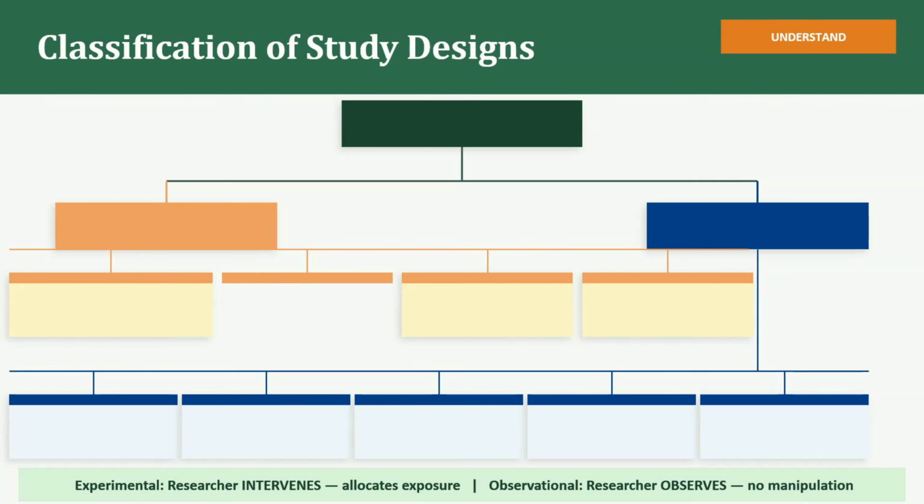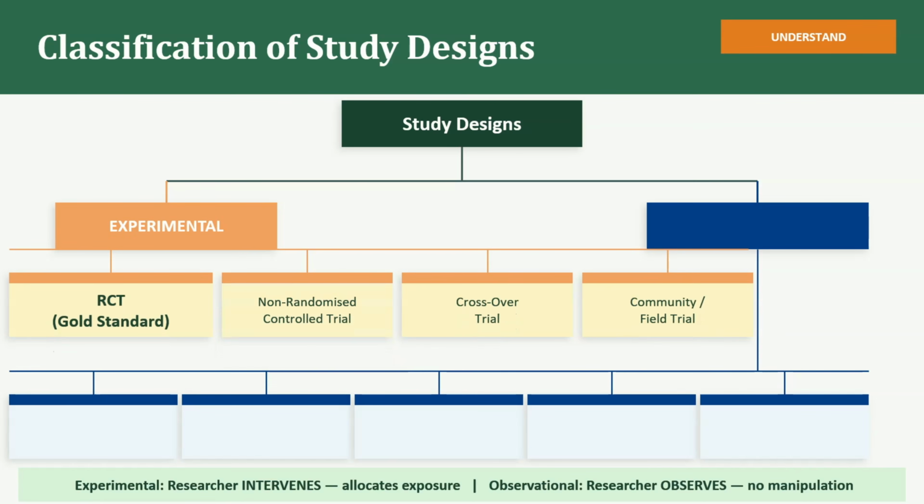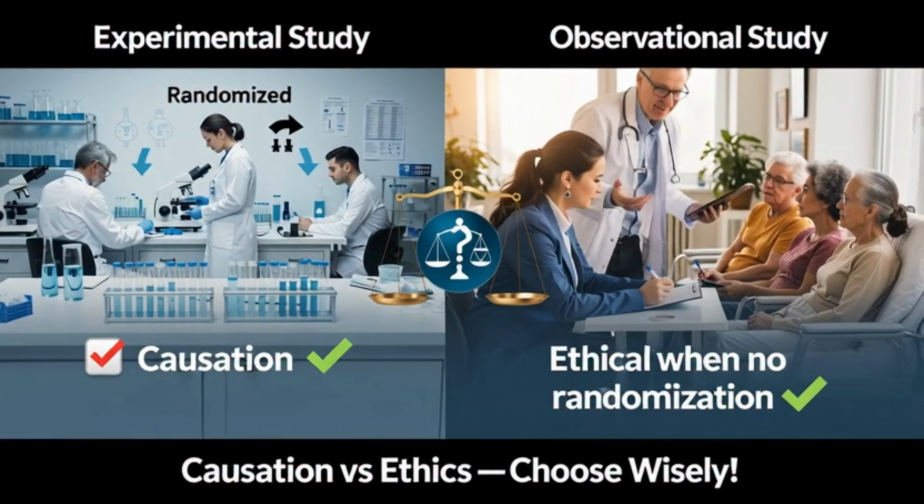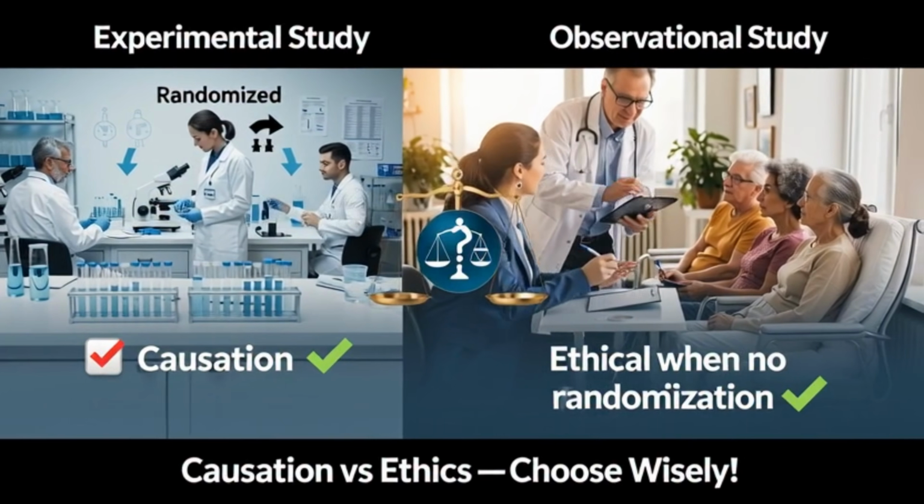All study designs split into two big families. Experimental studies. The researcher intervenes. They assign people to a treatment or a control, like a chemist mixing chemicals. You change something and watch what happens. Observational studies. The researcher observes, no intervention. You just measure what people are already doing or what has already happened, like a wildlife documentarian. You watch, you don't touch.